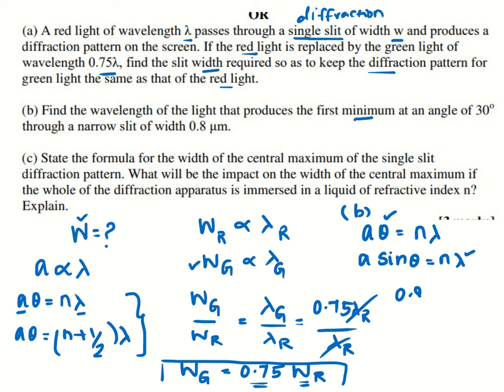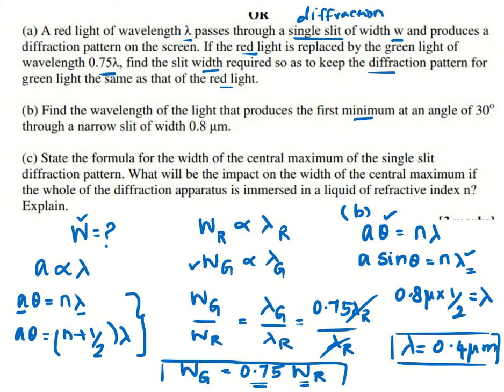So 0.8 micrometer you can keep as it is, because the wavelength you can mention in terms of micrometer also. So sine 30° is 1 by 2, n is equal to 1, so lambda you can find out. So lambda equals 0.4 micrometer. So this is the answer for part B.